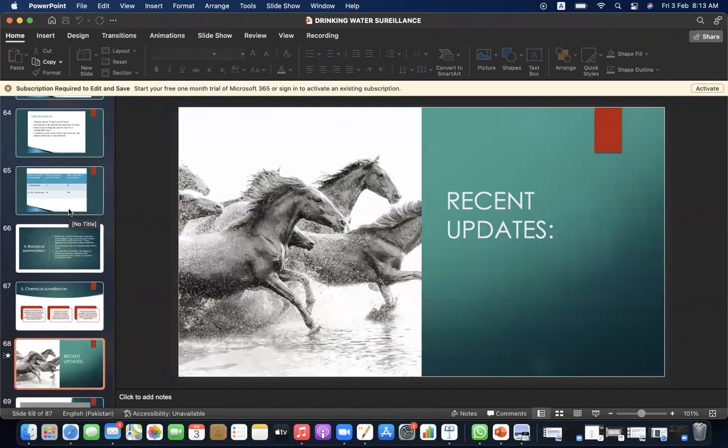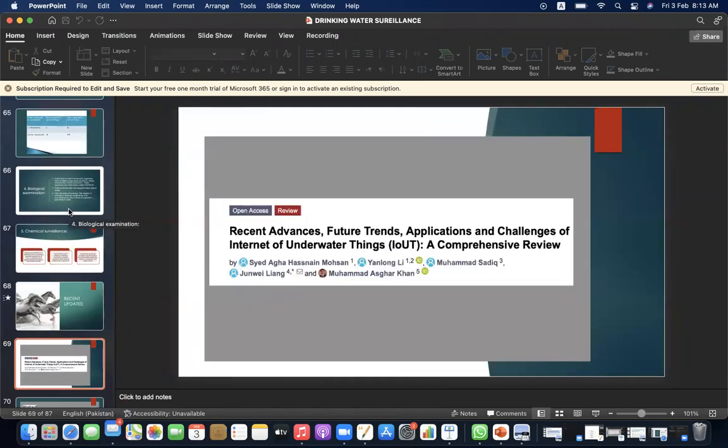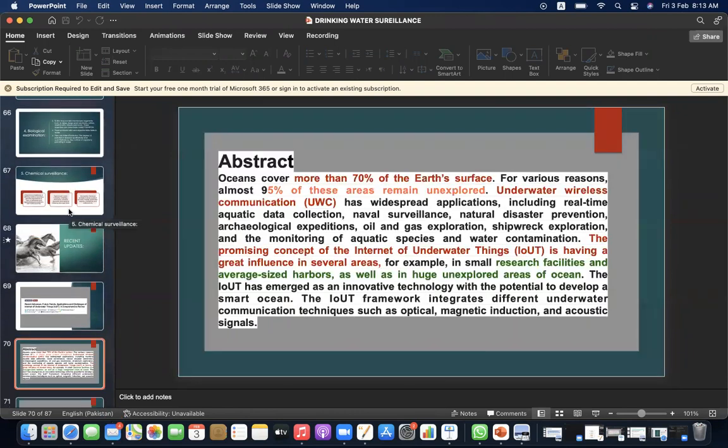Recent updates. The recent advances, future trends, applications, and challenges of the Internet of Underwater Things: a comprehensive review. The abstract shows oceans cover more than 70% of the Earth's surface. For various reasons, almost 95% of these areas remain unexplored.